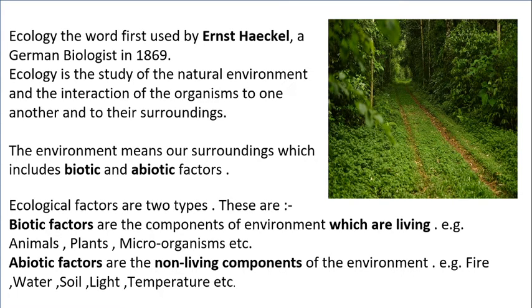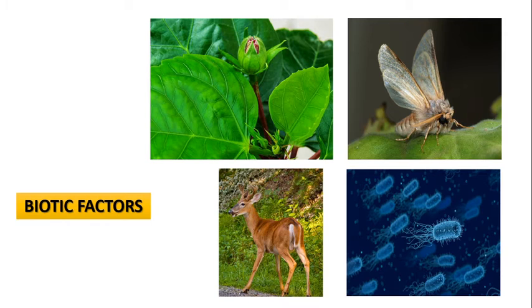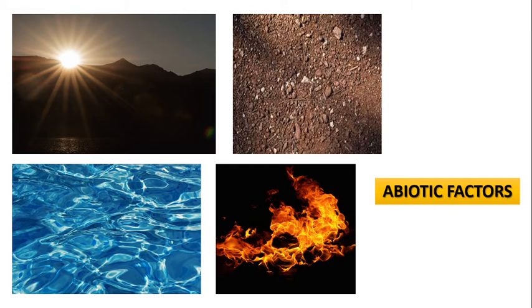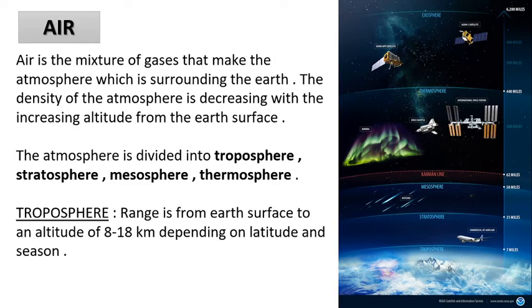And our environment includes biotic and abiotic factors. Biotic factors are the living components of the environment like animals, plants, microorganisms, etc. And abiotic factors are non-living like water, soil, temperature, fire, light, etc. These are some biotic factors and these are some abiotic factors. So I have decided to discuss abiotic factors first, then biotic factors.